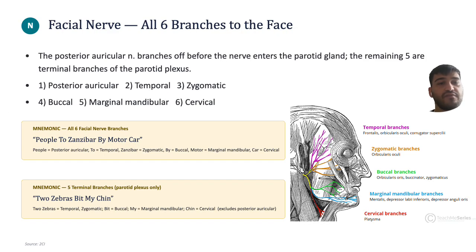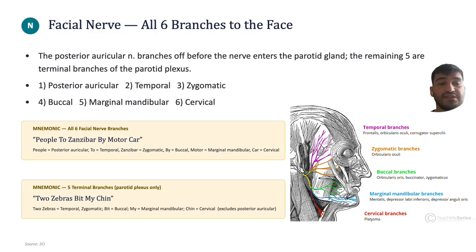So we have the facial nerve, all 6 branches to the face. To memorize all of these, we have the posterior auricular, temporal, zygomatic, buccal, marginal mandibular, and cervical. And as we said, 2 through 6 were just through the parotid.